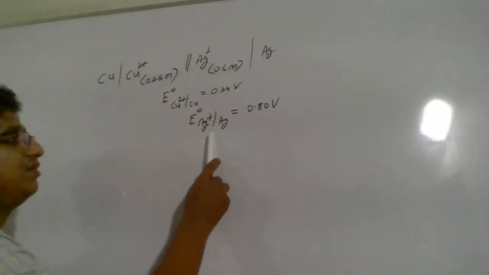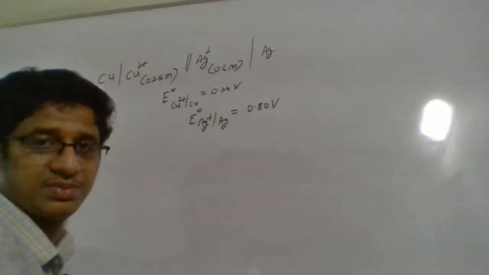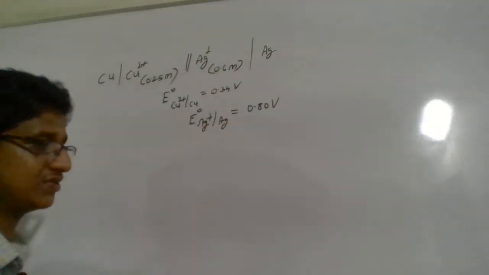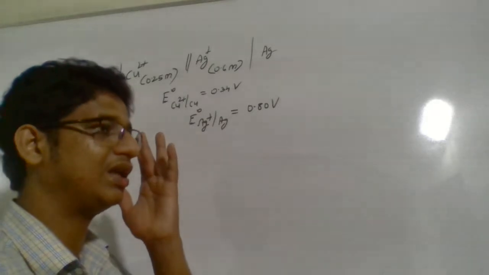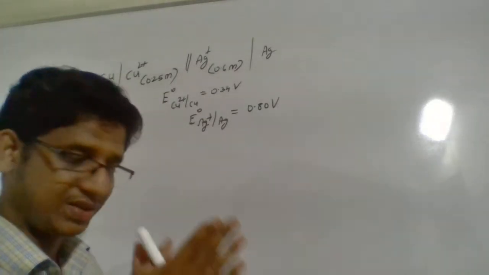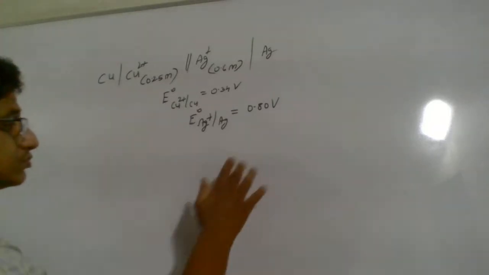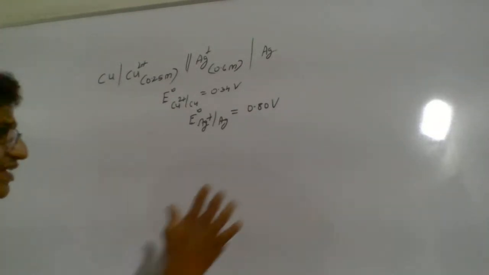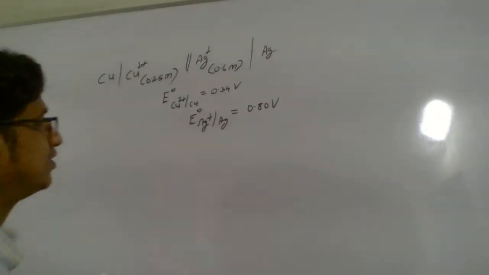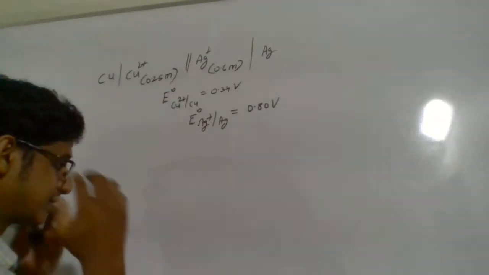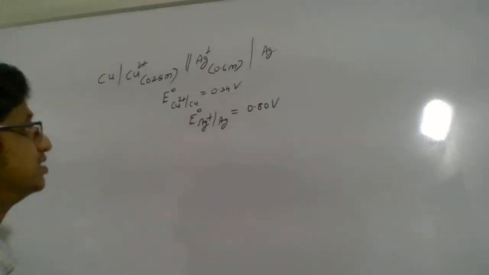Here silver has a higher reduction potential value, which means it will be the cathode. Copper has a lower reduction potential value, which means copper is acting as the anode. Never think copper is always the cathode. It depends on the standard electrode potential value. So first of all, let us write the cell reaction, so you can write the overall cell reaction, and we can go to the next equation.